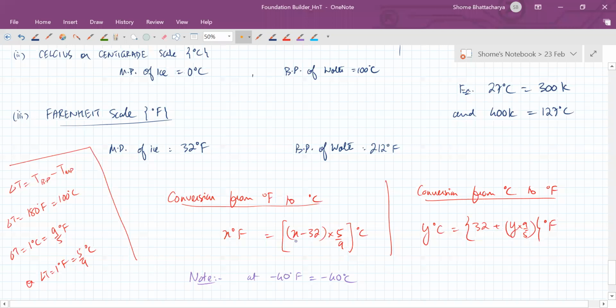So if you put x as minus 40 here, you will get this as minus 40 only. If you put y as minus 40 here, you will get this as minus 40 only. So that's a very interesting observation, Ruksar. That's correct.